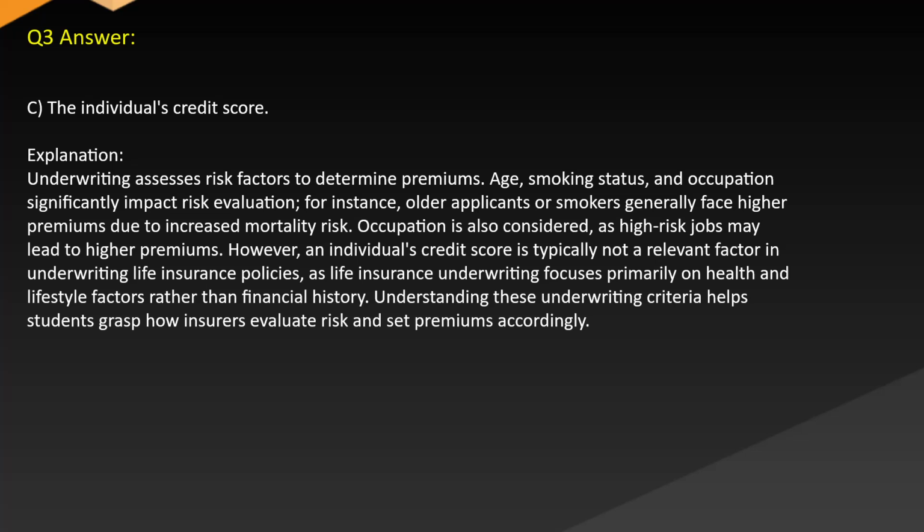Explanation: Underwriting assesses risk factors to determine premiums. Age, smoking status, and occupation significantly impact risk evaluation. For instance, older applicants or smokers generally face higher premiums due to increased mortality risk. Occupation is also considered, as high-risk jobs may lead to higher premiums.